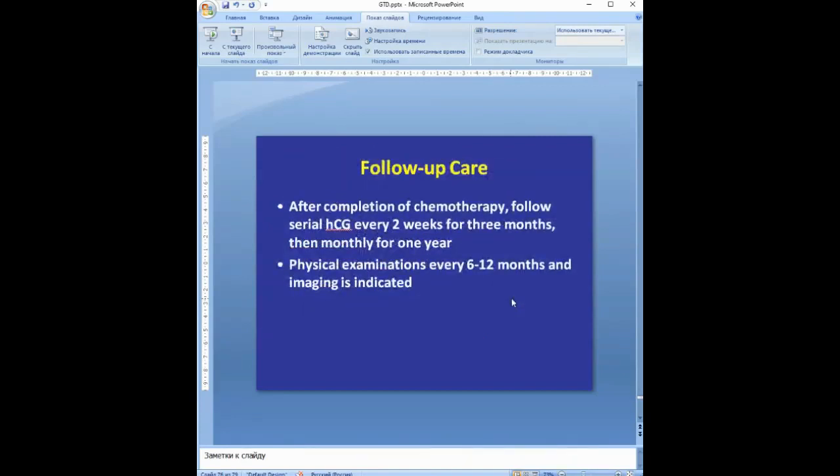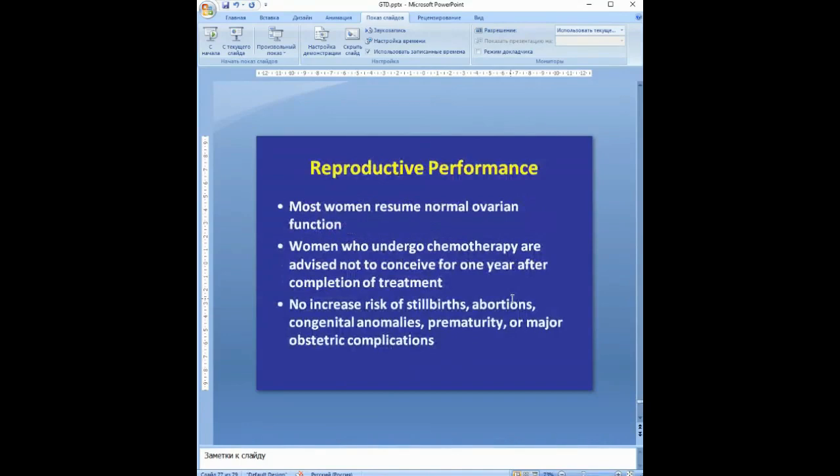Follow-up care. After completion of chemotherapy, follow serial HCG every 2 weeks for 3 months, then monthly for 1 year. Physical examination every 6 to 12 months, and imaging is indicated. Reproductive performance: most women resume normal ovarian function. Women who undergo chemotherapy are advised not to conceive for 1 year after completion of treatment. There is no increased risk of stillbirths, abortions, congenital abnormalities, prematurity, or major obstetric complications, fortunately.